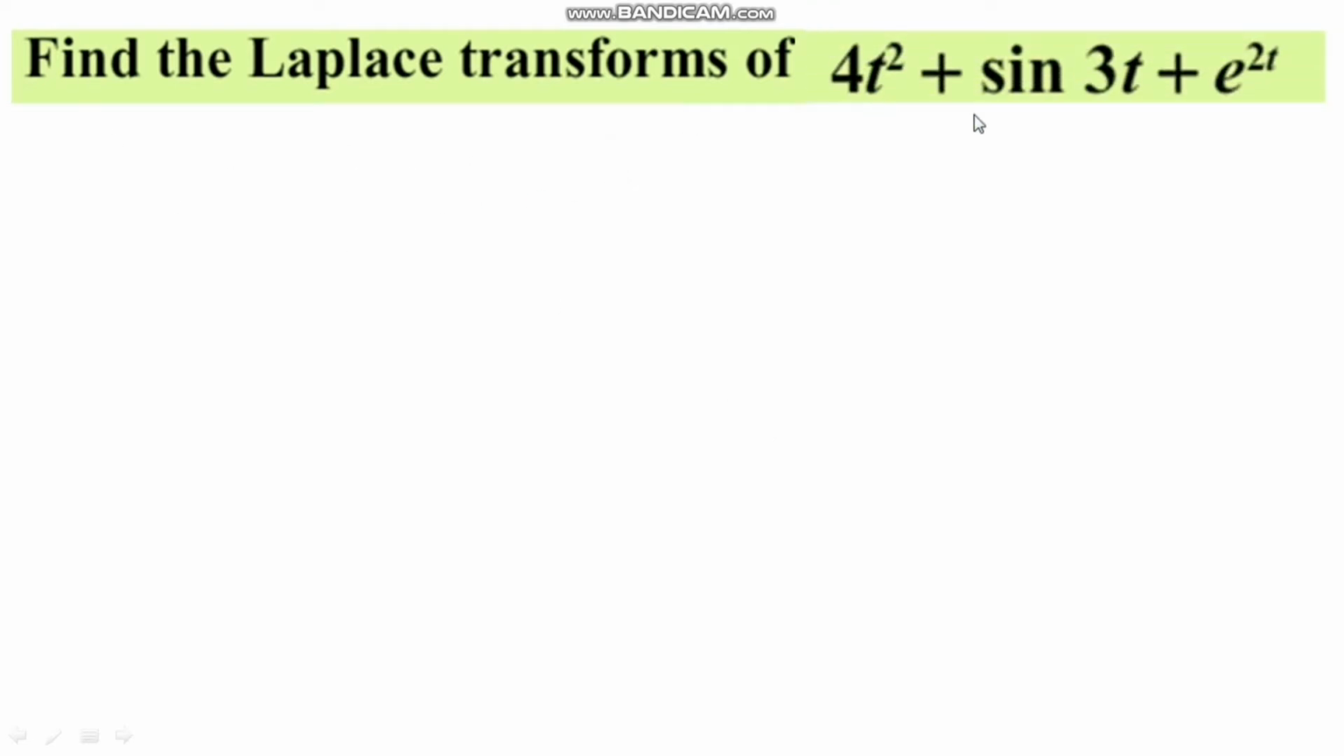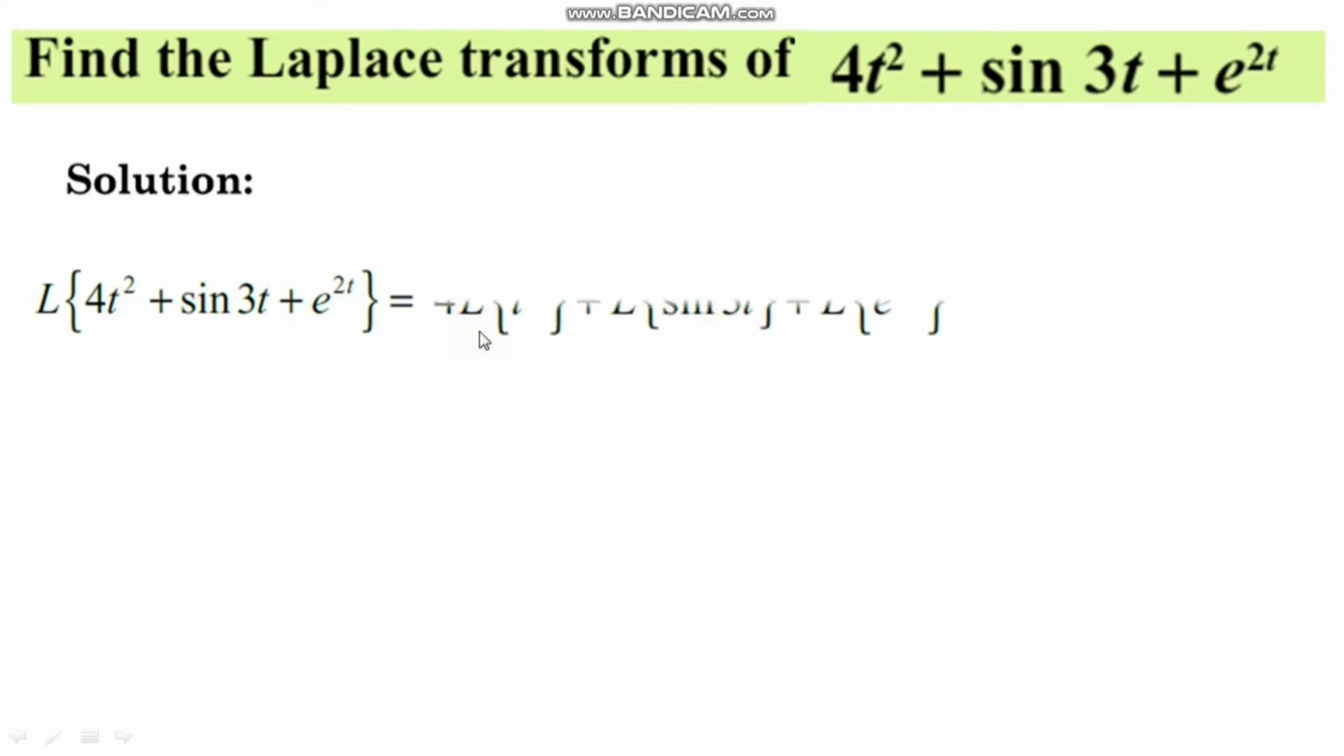Coming to the next question: find the Laplace transform of 4t^2 plus sine 3t plus e^(2t). Solution to the problem. First we consider the Laplace transform of 4t^2 plus sine 3t plus e^(2t). According to the linearity property, it becomes 4 times the Laplace transform of t^2, plus the Laplace transform of sine 3t, plus the Laplace transform of e^(2t).